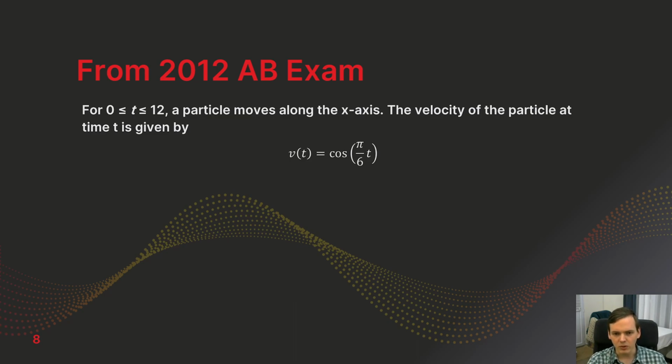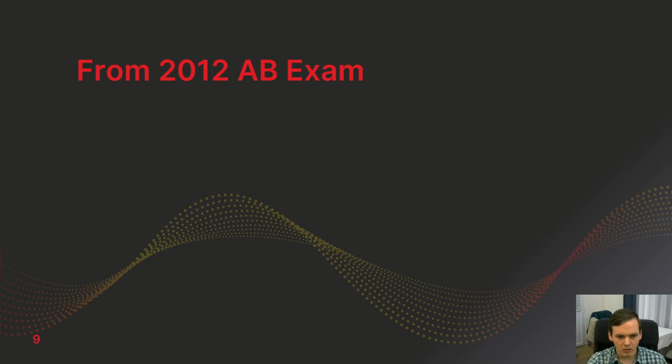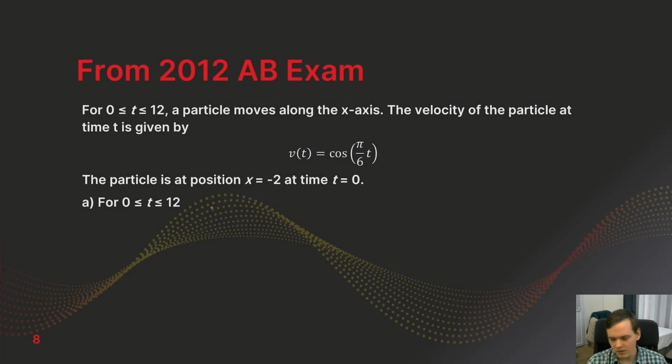Velocity is equal to cosine of pi over 6 times t. And they also tell us the initial conditions that x equals -2 at time t equals 0. And so for 0 ≤ t ≤ 12, I'm missing the rest of this here. When is the particle moving right? Or sorry, to the left.